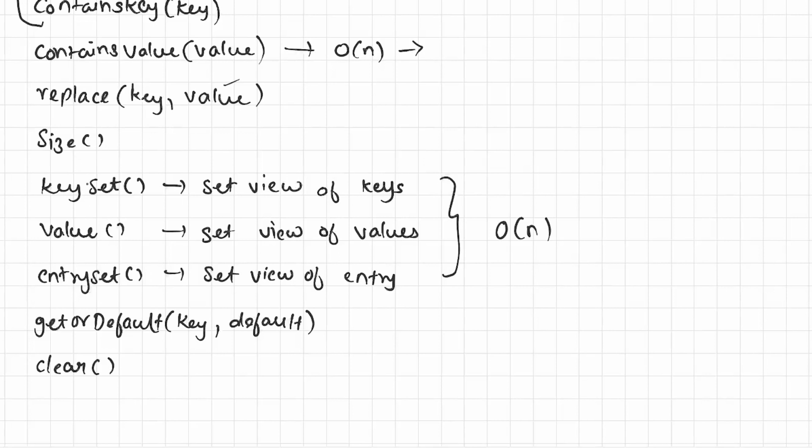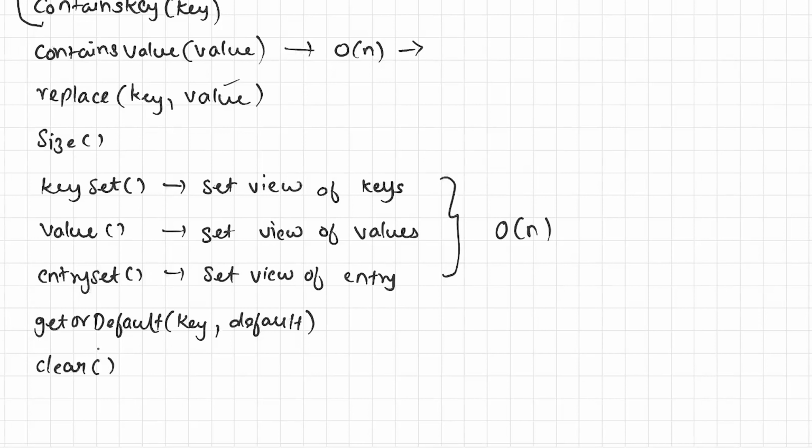Now the next method is keySet. The keySet method is used to get the set view of all the keys that are present in HashMap or LinkedHashMap. Similarly, the values method is used to get the view of values that are present in HashMap and LinkedHashMap. And last, entrySet. entrySet is a method that is used to get the set view of all the entries that are present in HashMap and LinkedHashMap. And all of these methods also take Big O of n time to find the set view of keys, values and entries.